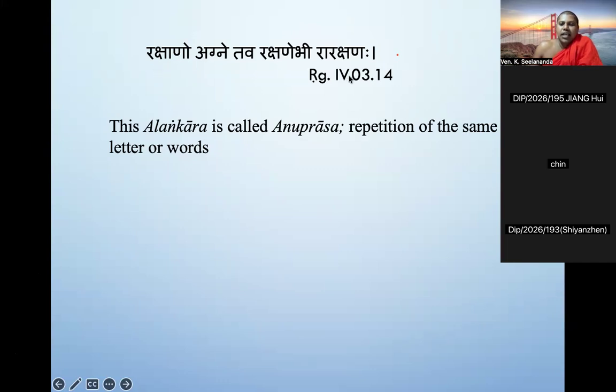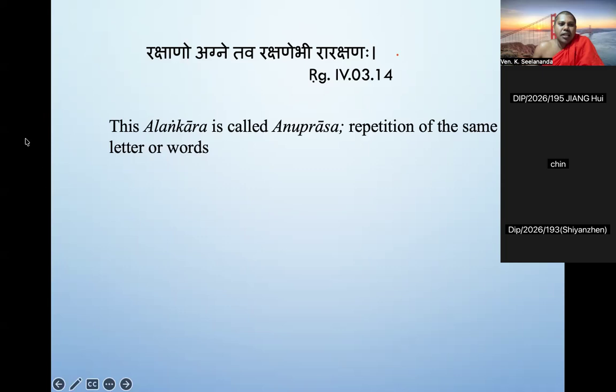Yeah, this is another verse taken from the Rig Veda. Rakshano Agni Tava Rakshanebi Rarakshana. Actually, in this part of the verse, we can understand the anuprasa ornament.